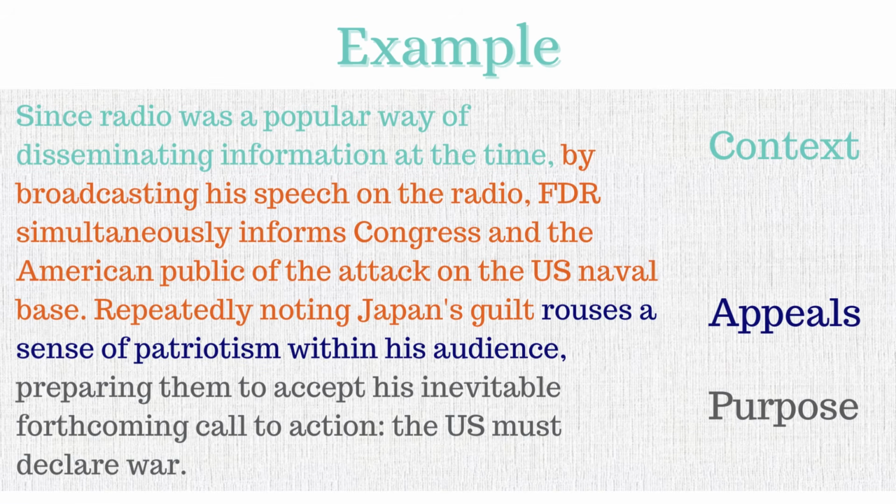And notice that I didn't say purpose. However, it's clear by saying call to action and the US must declare war that that is what the goal of his speech is. Ultimately, he wants Congress to declare war. That's why he's proving that Japan was guilty.